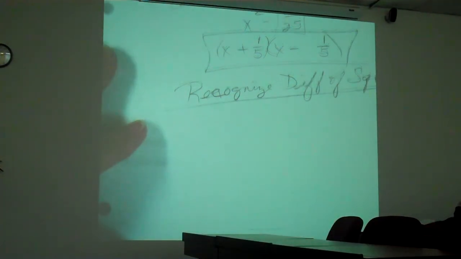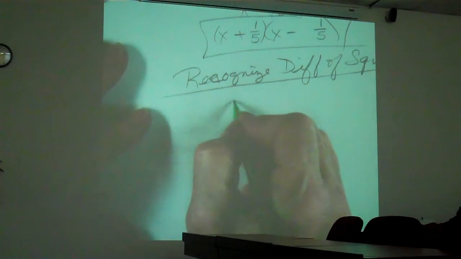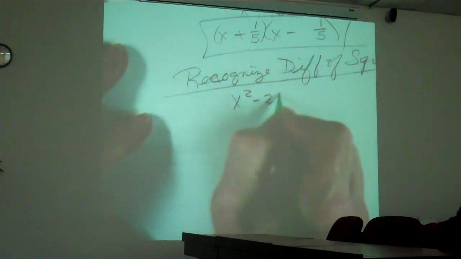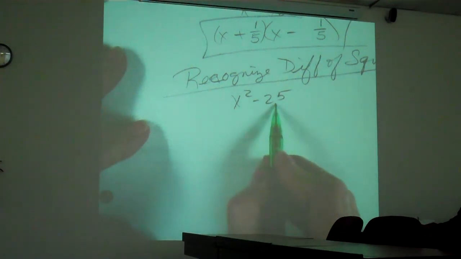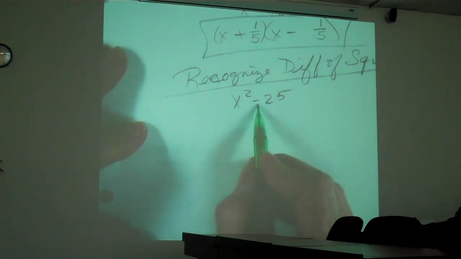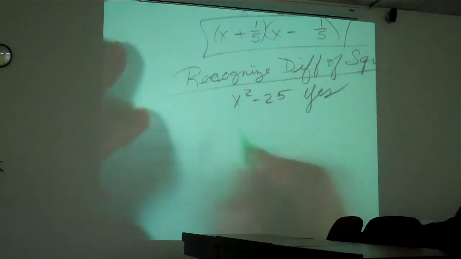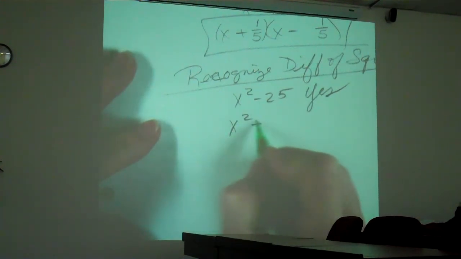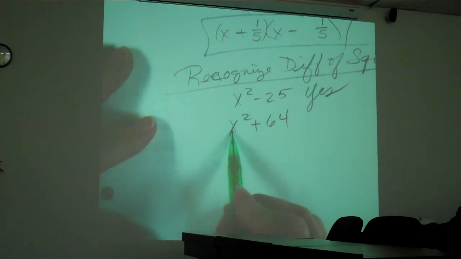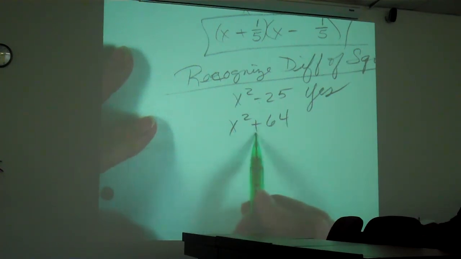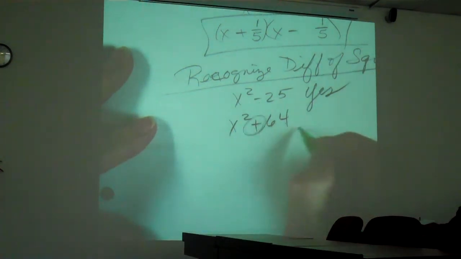Recognize the difference of squares. Is this one a difference of squares? Perfect square, and the difference. That's a yes. How about this one? Perfect square. It's not a difference. No.